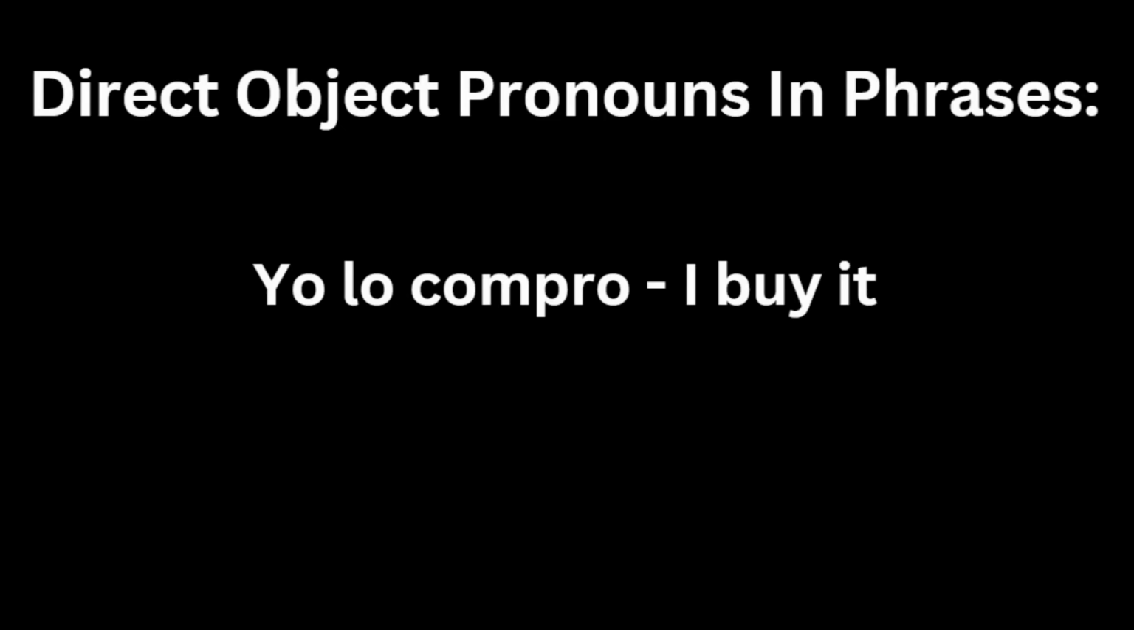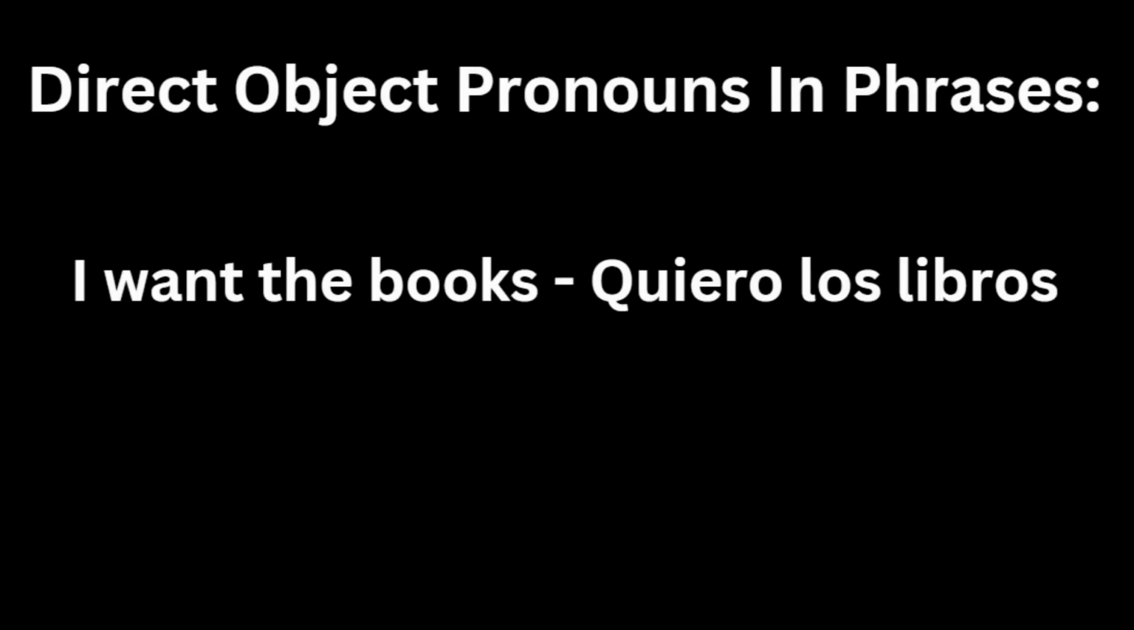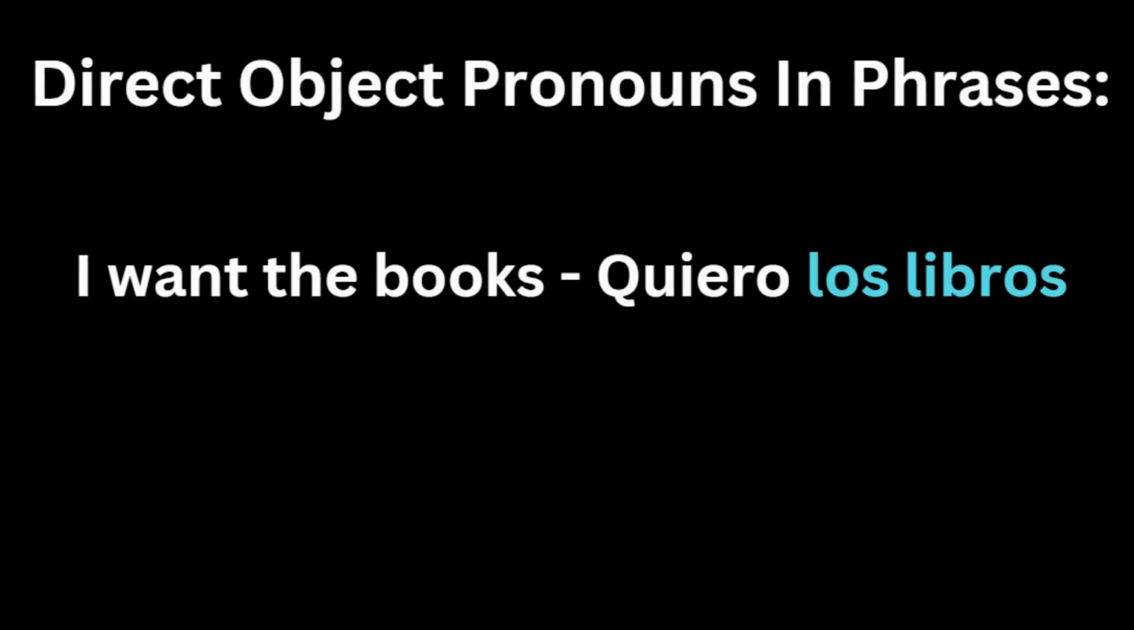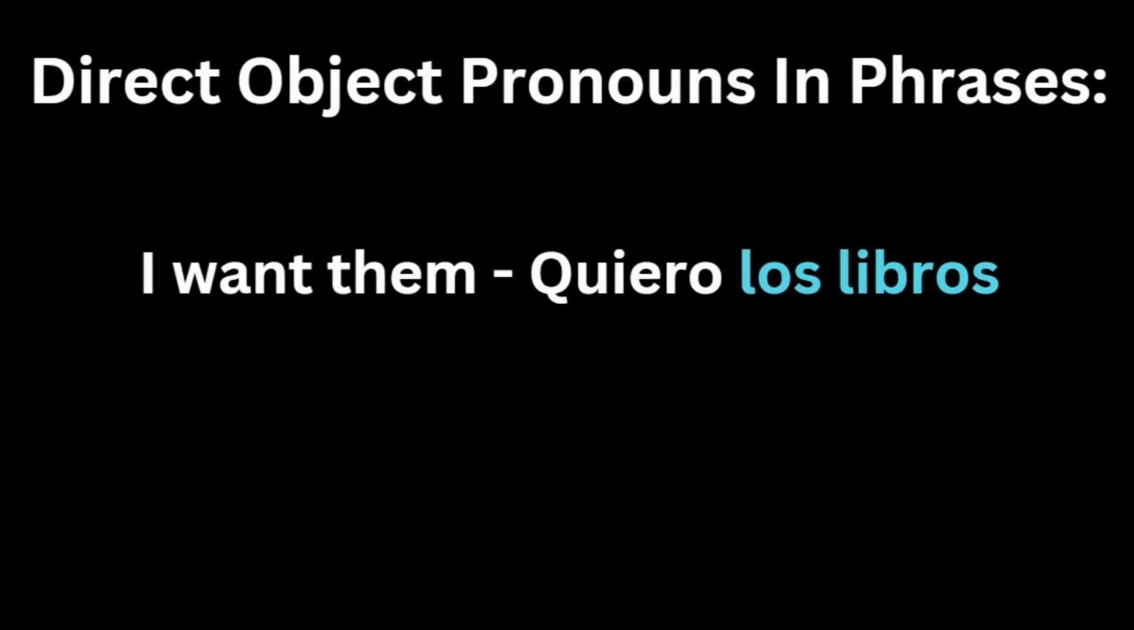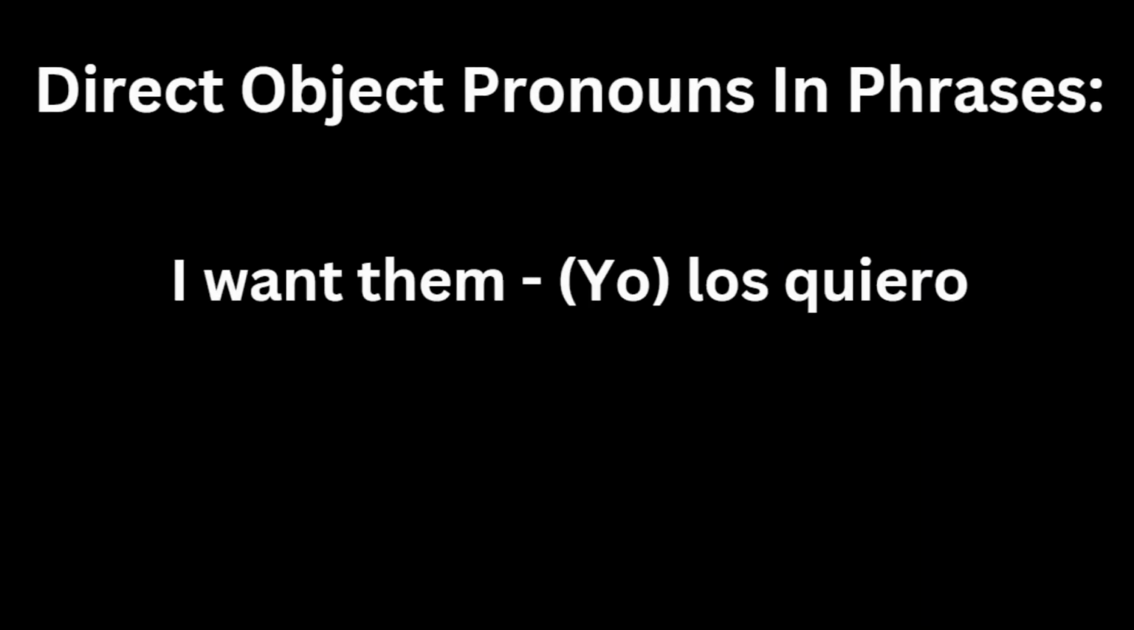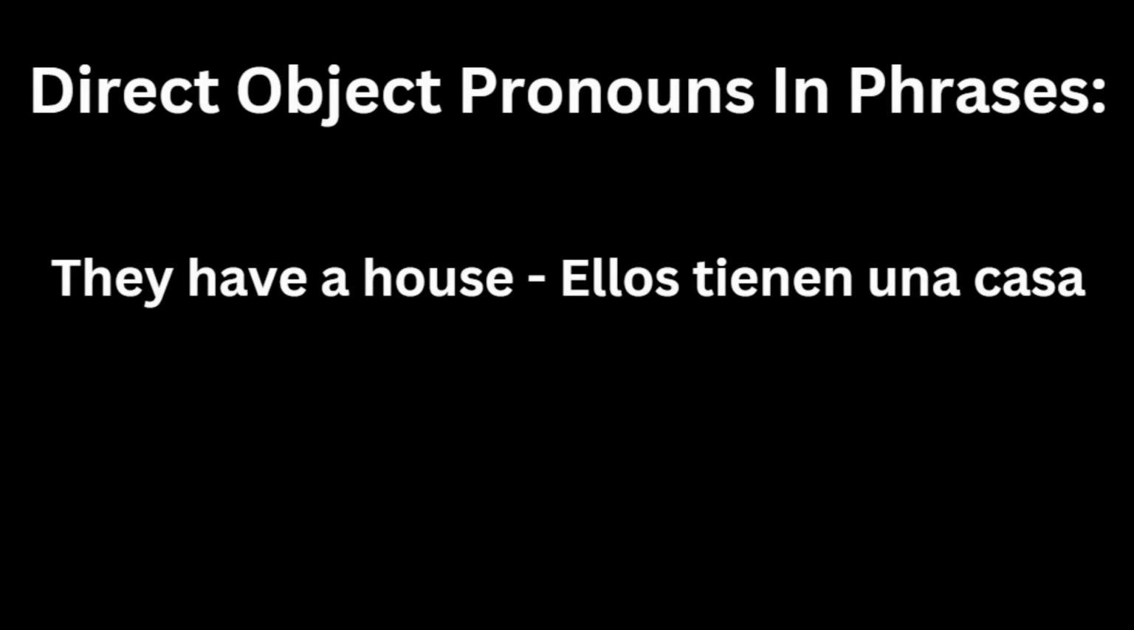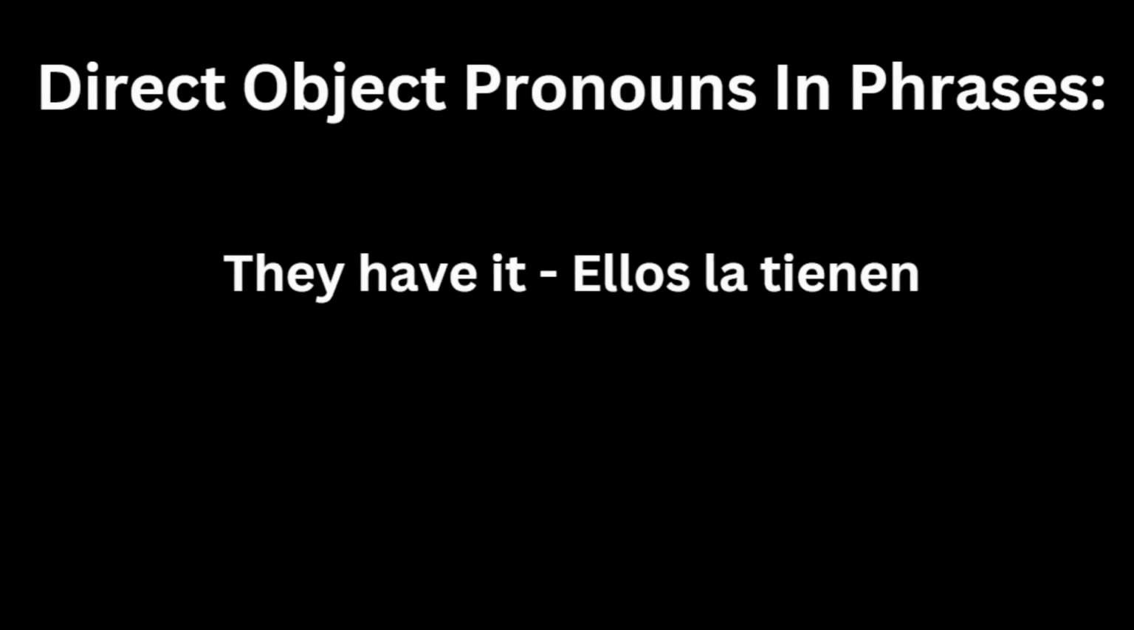And of course, you can generate many more examples in Spanish, and I even recommend that you do so because direct object pronouns in Spanish is a topic that I've personally seen many students struggle with. You can have phrases like I want the books, yo quiero los libros, with los libros being them masculine, and you can instead say I want them, which in Spanish would be yo los quiero. You can also say something like they have a house, ellos tienen una casa, but you can instead say they have it, which would be ellos la tienen.